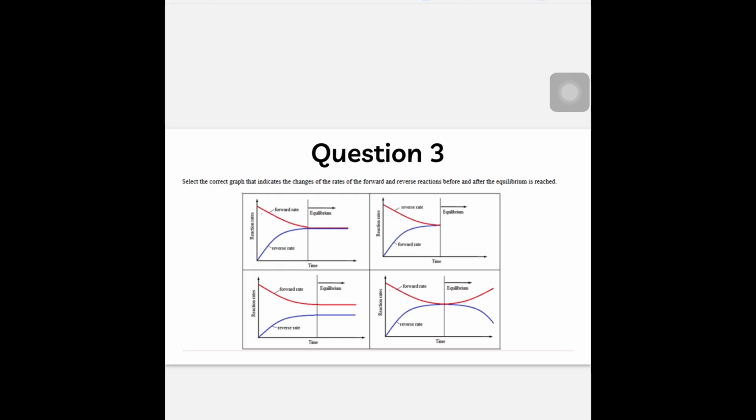Now, we need to select the correct graph that indicates the changes of the rate of the forward and reverse reaction before and after equilibrium is reached. So before equilibrium, the forward rate is going to decrease, the reverse rate is going to increase, and after equilibrium, they're going to have exactly the same rate. So the correct one is this one. This is not correct. The reverse rate actually increases and not decreases. And here we do not have the same rate. So this is the correct graph.